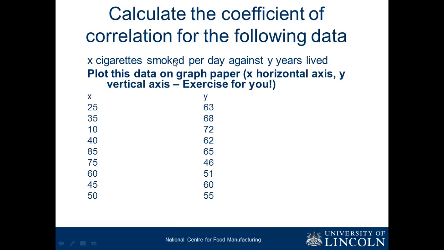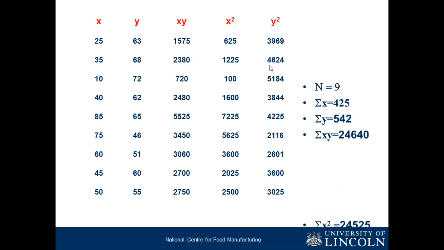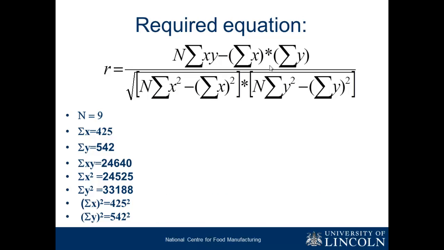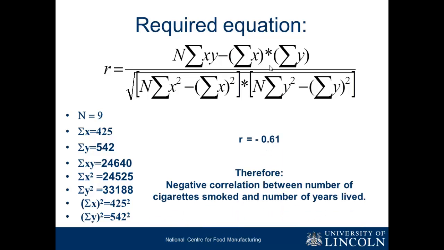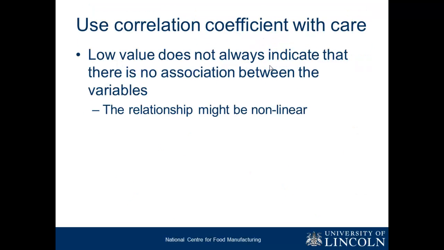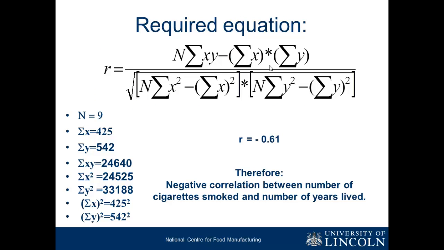When the number of cigarettes smoked per day increases, the number of years lived decreases. It makes sense. The more cigarettes, according to this research, so this is not about what I'm saying. So it does make sense in terms of that. We could apply that to food production and so on and so forth. So we know the relationship. Now we know that there's a negative relationship between the number of cigarettes smoked and the number of years lived.